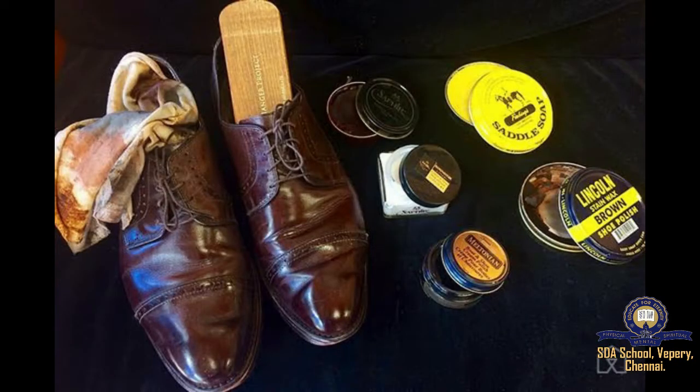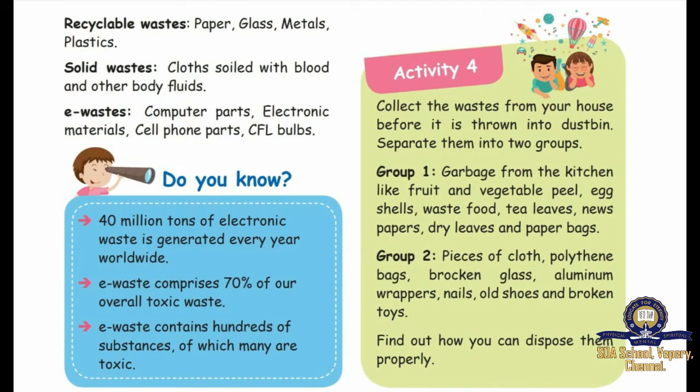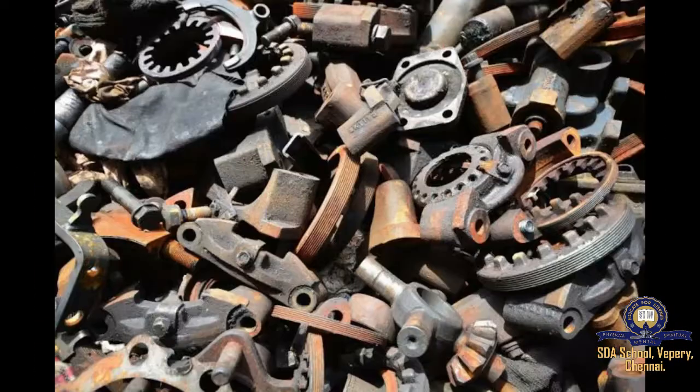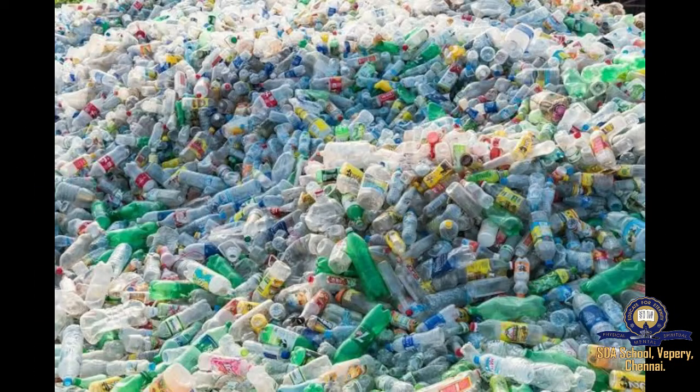These things should be kept away from children. Recyclable waste is waste that can be used again. Paper, glass, metals, and plastics can be used again.